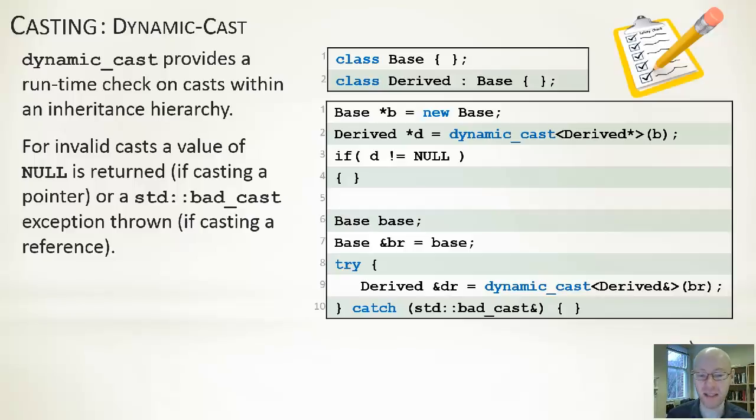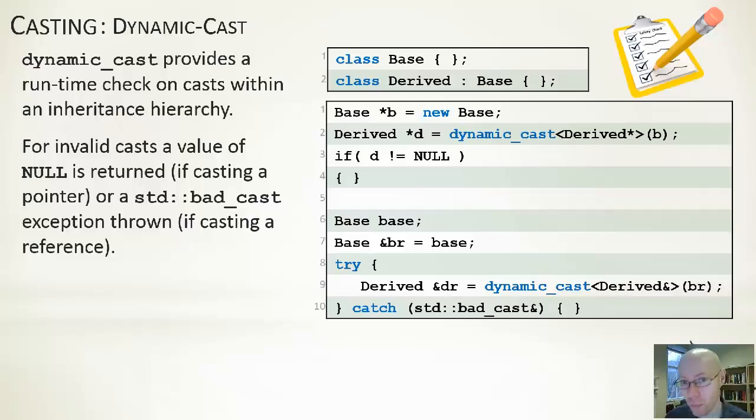Line 6 to line 10 shows you the equivalent thing if you're dealing with references. So we've got our base reference, and we're trying to create in line 9 a derived reference. So we're doing our dynamic cast to a derived reference from the base type. So again, we can do that.